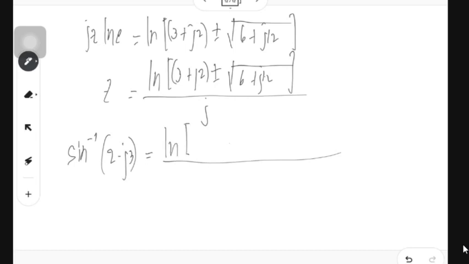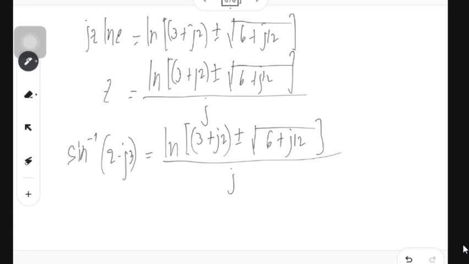Paano mo kukunin ang natural logarithm nito? Dapat kunin mo muna yung square root ng 6 plus j12. Pwede itong gamitan ng calculator directly. Then combine it with 3 plus j2 using positive as the first root, using negative as the second root. So, dalawa ang magiging sagot mo dito.